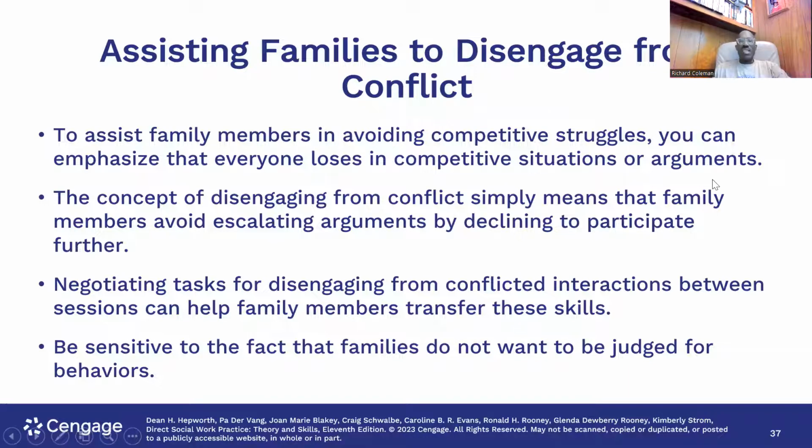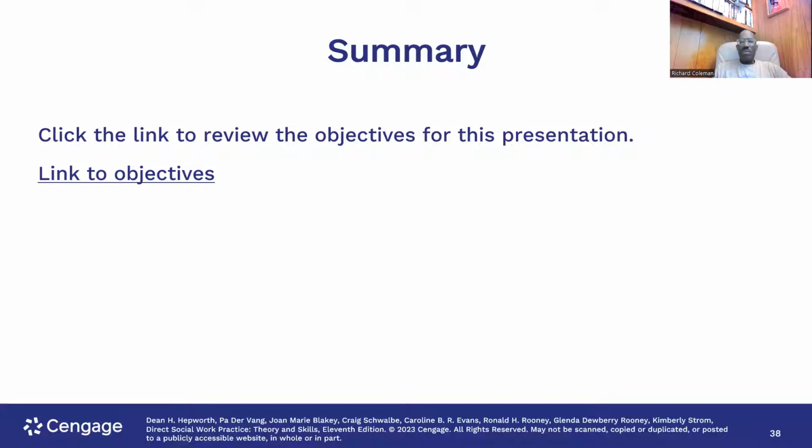Assisting families in disengaging from conflict, avoiding those competitive struggles and competitive argument situations. Disengaging simply means that families avoid escalating arguments by declining to participate further. So somebody's just got to bow out. And then being able to negotiate those particular tasks in that particular process as well.